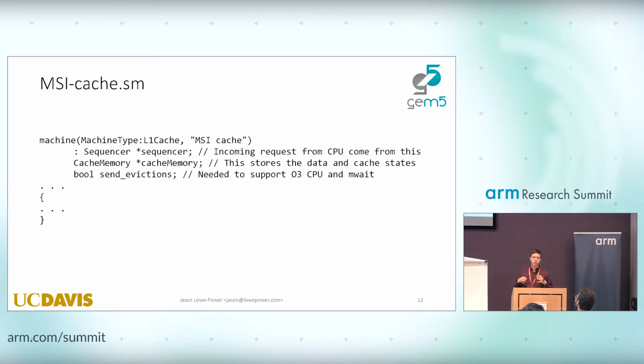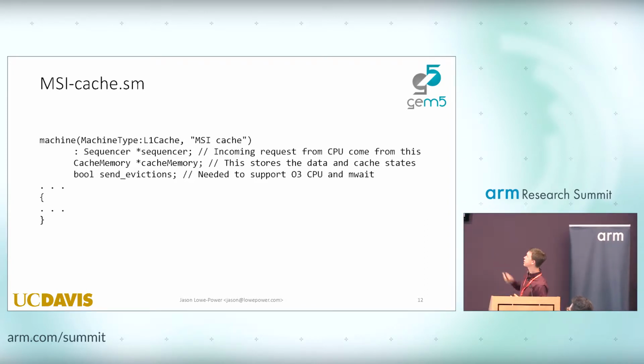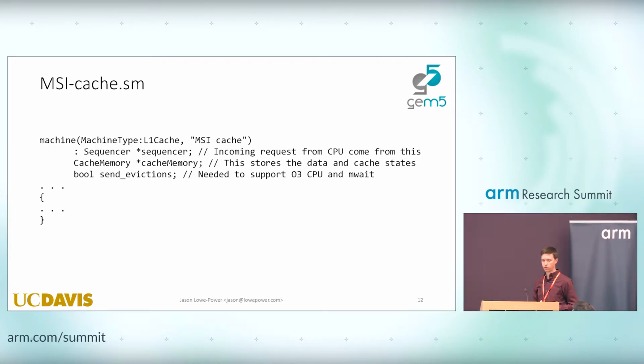Okay, so when you create these state machines, you create a SLICC state machine file. And so the first thing you do is you declare this state machine. So in this case, we're declaring a machine, and the machine type is L1 cache. And so the L1 cache is just the name of the state machine that we're creating. And you can also pass a number of different parameters to this.